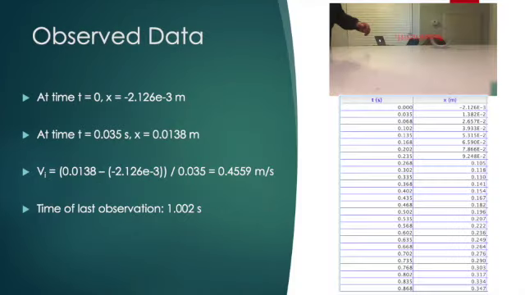Here's my observed data. On the right we can see all my data points with time and position. At time t equals 0, the object's position was negative 2.126 times 10 to the negative 3 meters, and then after the first time interval at time t equals 0.035 seconds, the object position increased to 0.0138 meters, and we can see that this caused an initial velocity of 0.4559 meters per second, and the entire duration of the motion was 1.002 seconds.